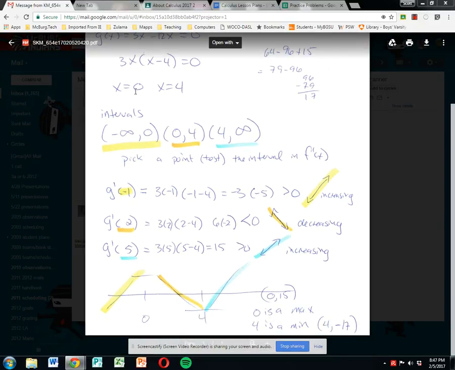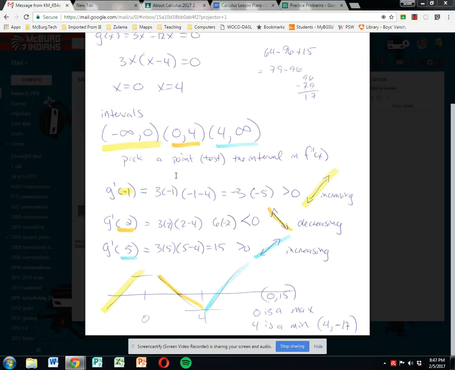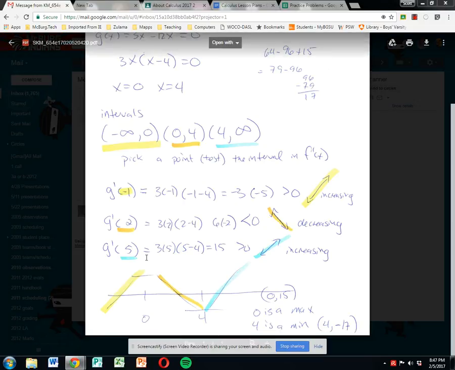Again, at 0, I have a flat horizontal tangent line, so actually 0 is going to be a max. And then from 0 to 4, if I pick a test point such as 2, if I plug 2 into the derivative, g prime of 2 gives me a negative number, therefore it's decreasing.